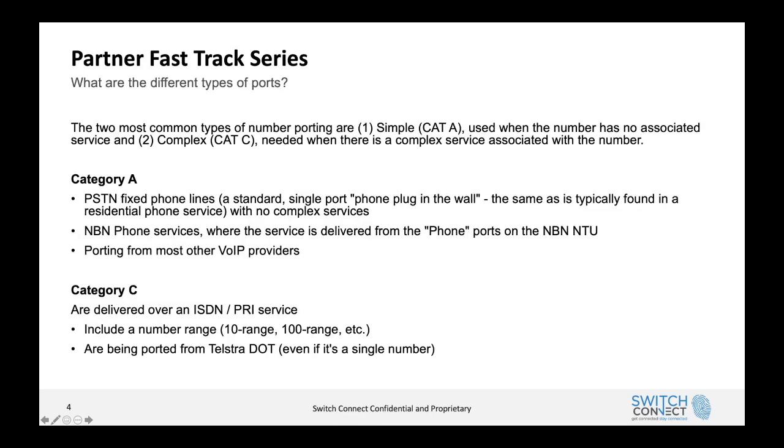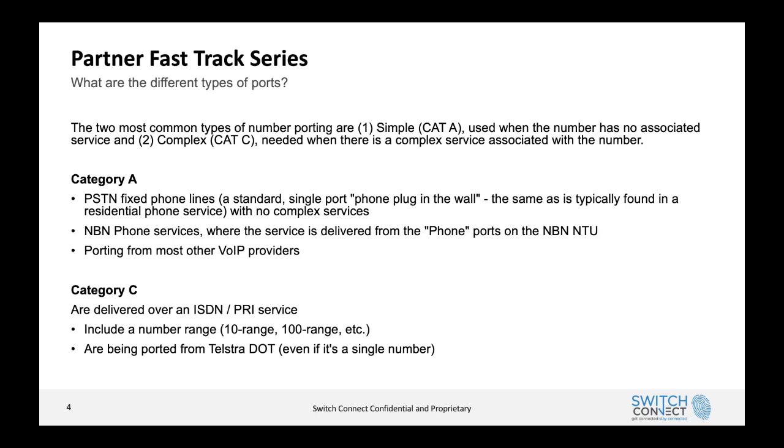So what we want to cover off on are a few of the myths. When we're porting numbers, especially fixed line numbers, there are kind of two categories of number ports, and this is where people get a little bit confused. We have what the industry calls a CADA and a CATC, so basically a simple and a complex port. I just want to cover off on what the differences are. Some people work off the general rule of thumb that if it's a single number, it's always a CADA port. Well, that's not necessarily true. It could become a CATC port.